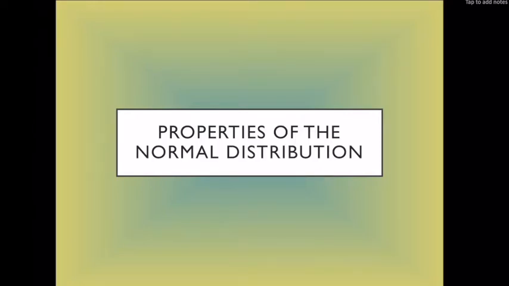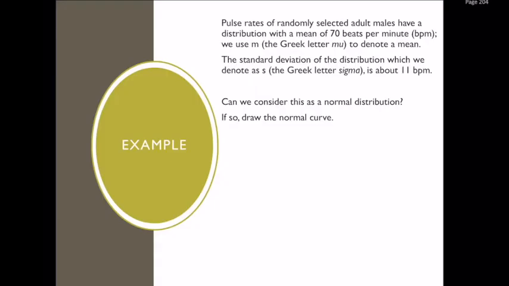Next I want to talk about some properties of the normal distribution. So let's take a look at this example. Pulse rates of randomly selected adult males have a distribution with a mean of 70 beats per minute. We're going to use the Greek letter mu to denote a mean, and the Greek letter sigma to denote the standard deviation. The standard deviation is about 11 beats per minute.